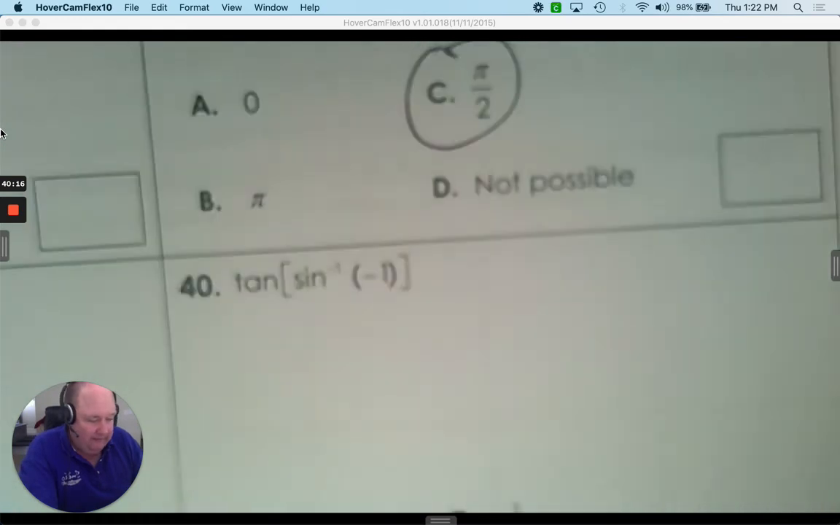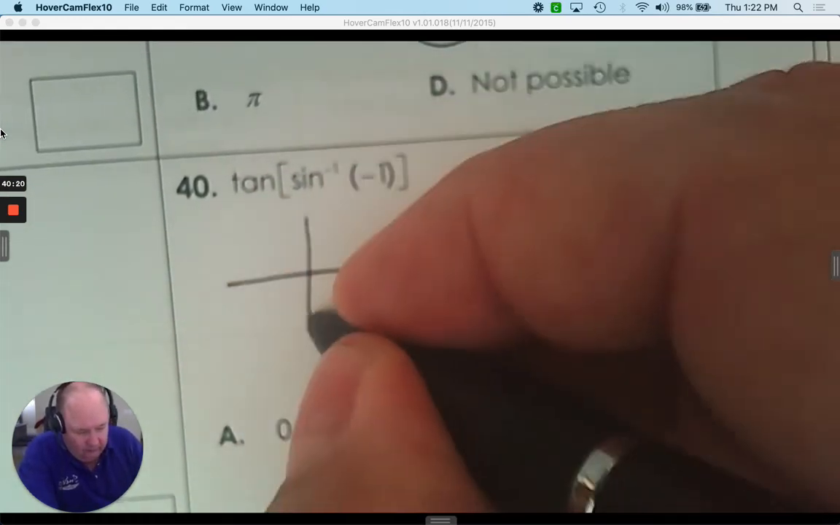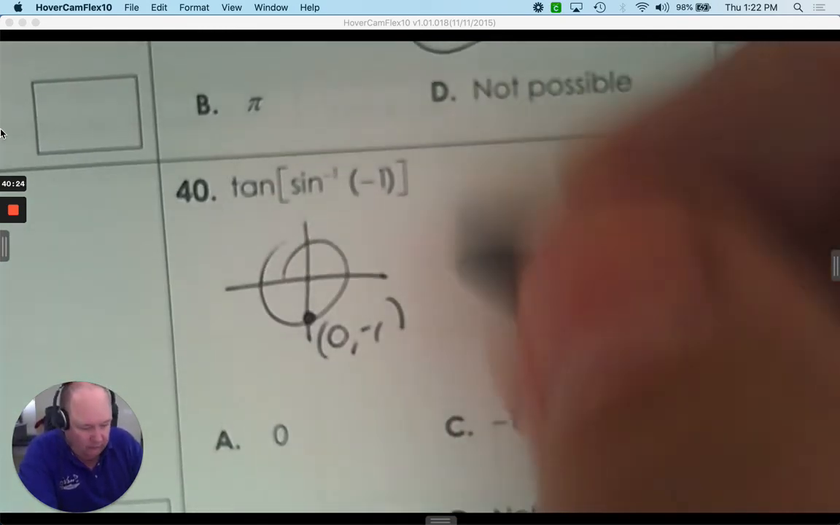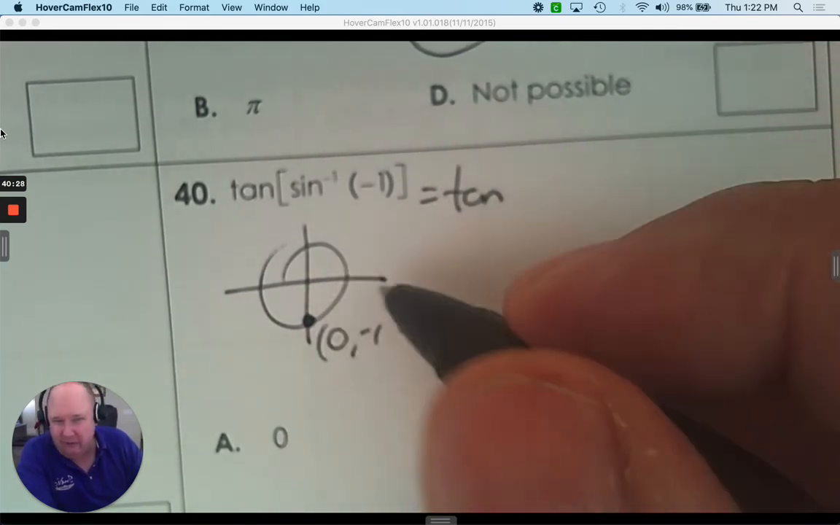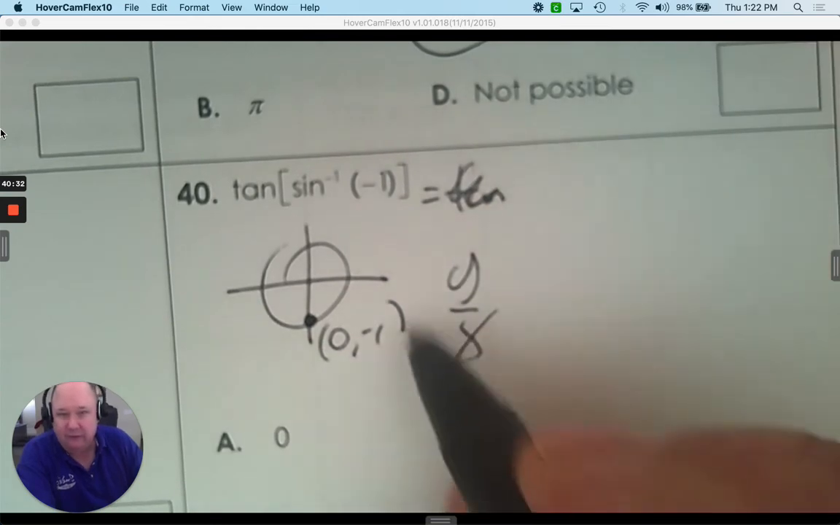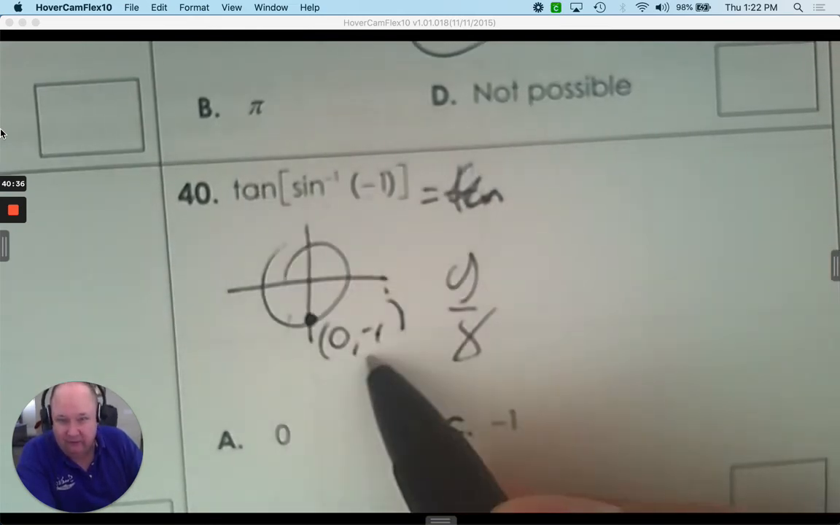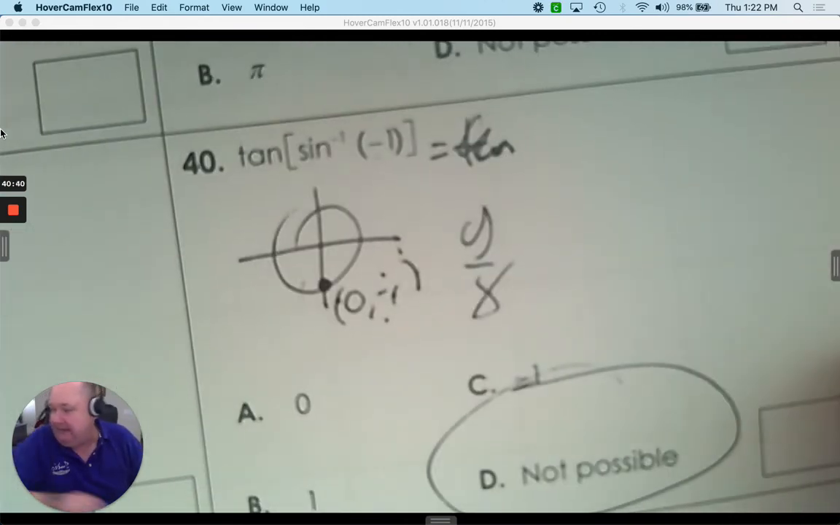Number 40, inverse sine negative 1. So when the y-coordinate is negative 1, we're at the bottom of the unit circle. So that angle down there, in fact, I don't even need to know the angle. I can just use that point and go y over x. So the y value is negative 1. Using this point, what's tangent? Y over x. It's undefined, so it's not possible.